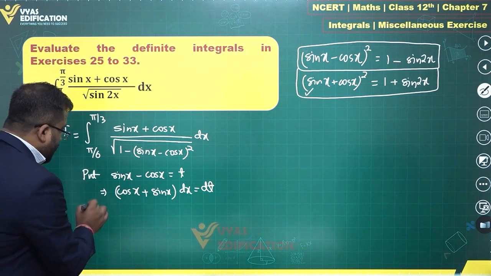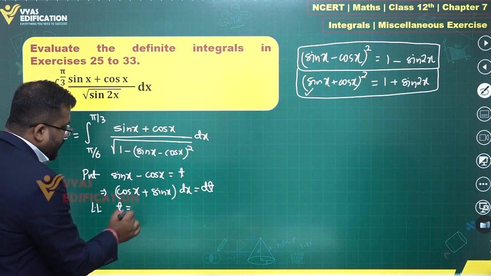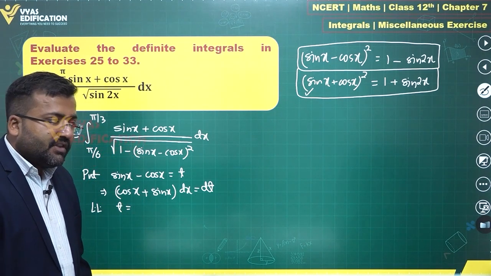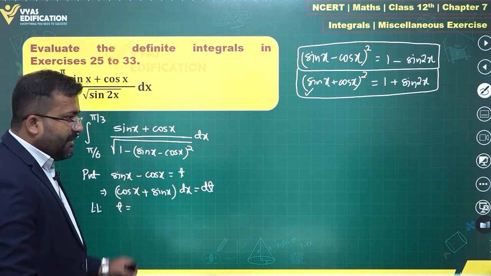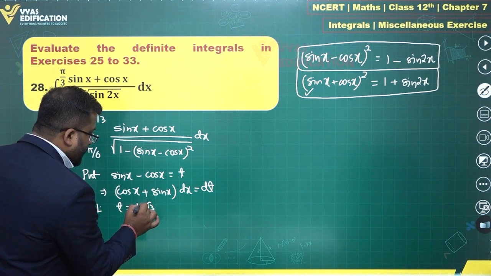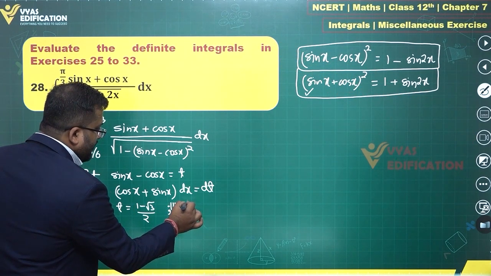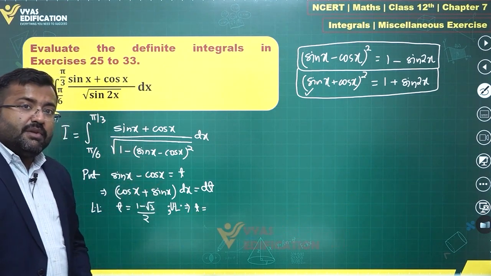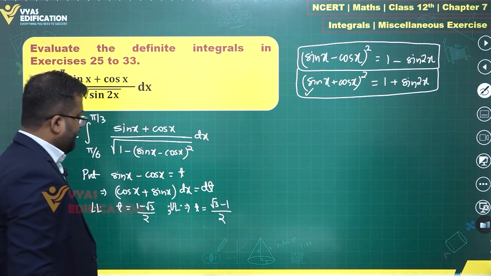Okay. And what about the lower limit? Lower limit says x equal to pi by 6. T will be equal to sin pi by 6 minus cos pi by 6. What is sin pi by 6? Sin pi by 6 will be equal to 1 by 2. Cos pi by 6 is root 3 by 2. So this is 1 minus root 3 by 2. What about the upper limit? Upper limit implies t is equal to sin pi by 3, which is root 3 by 2, minus cos pi by 3, which is 1 by 2. So this is root 3 minus 1 by 2.